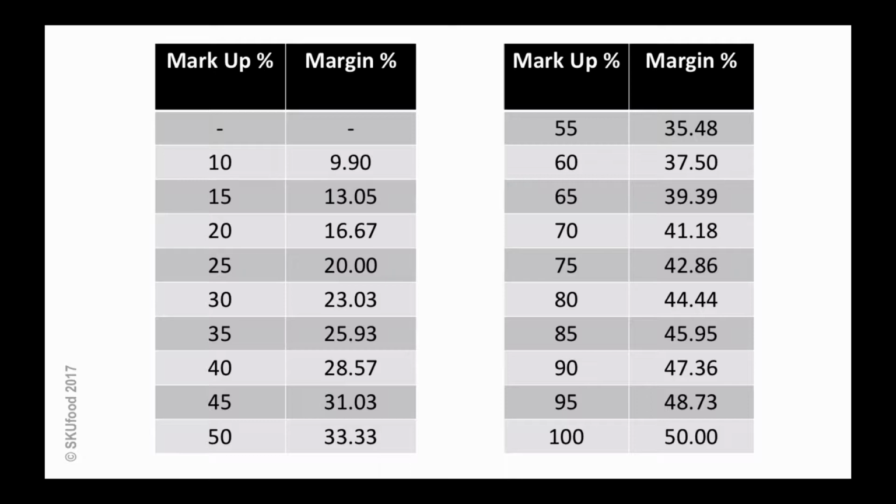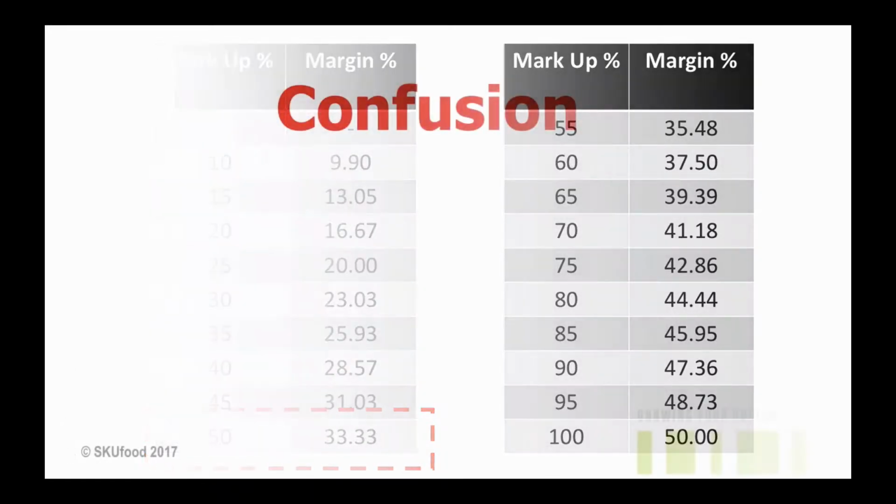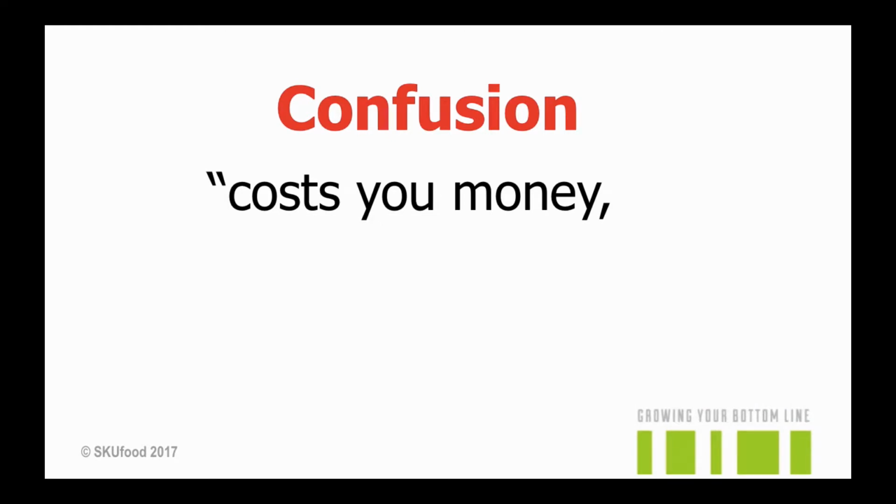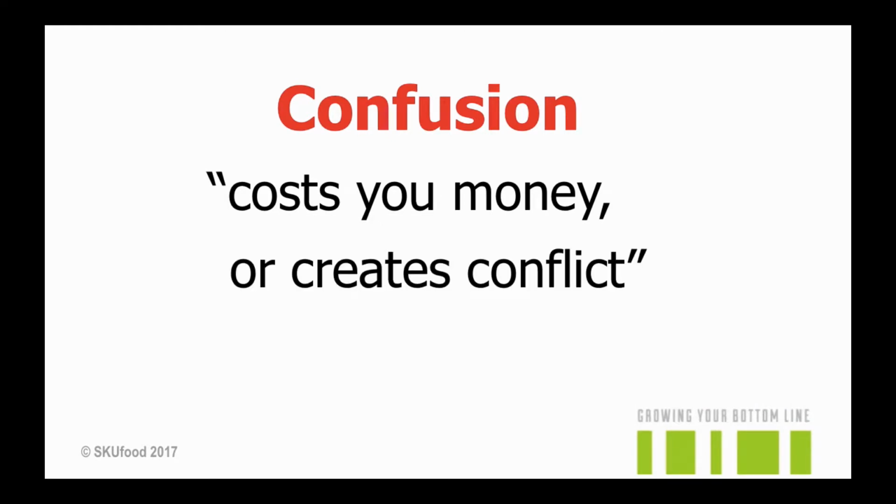We can see that a markup of 10% is only equal to a margin of 9.9%, or a markup of 100% is only equal to a margin of 50%. And a markup of 50% is a margin of 33.3%. So there is a difference, and it's important to know what those differences are. Confusion between markup and margin costs you money or creates conflict with you and your customer, which can be very problematic at the least.